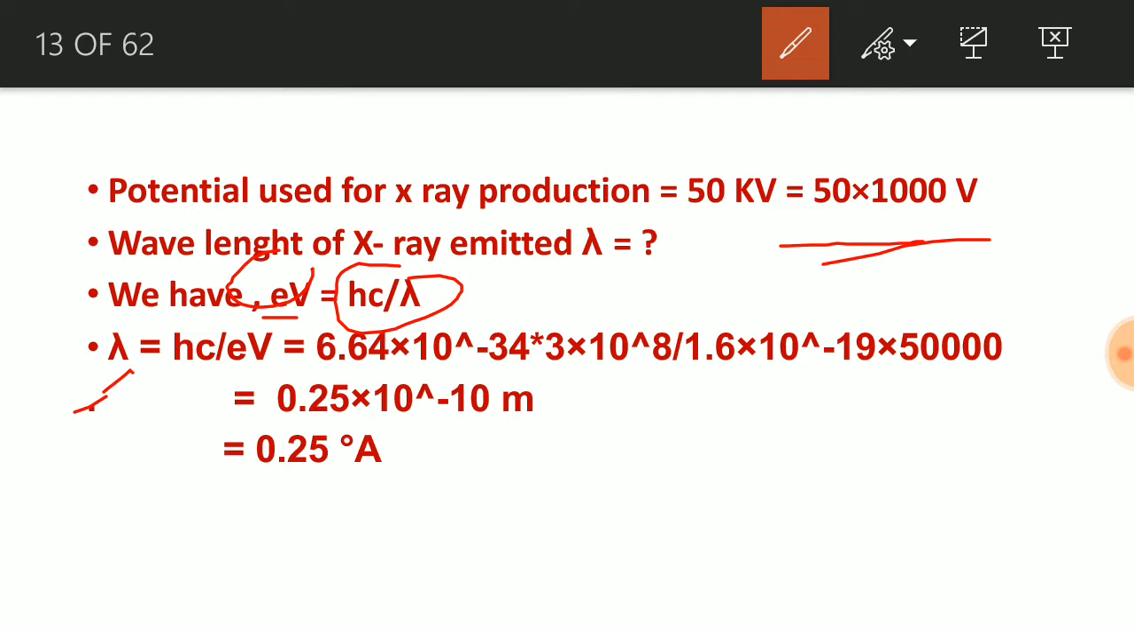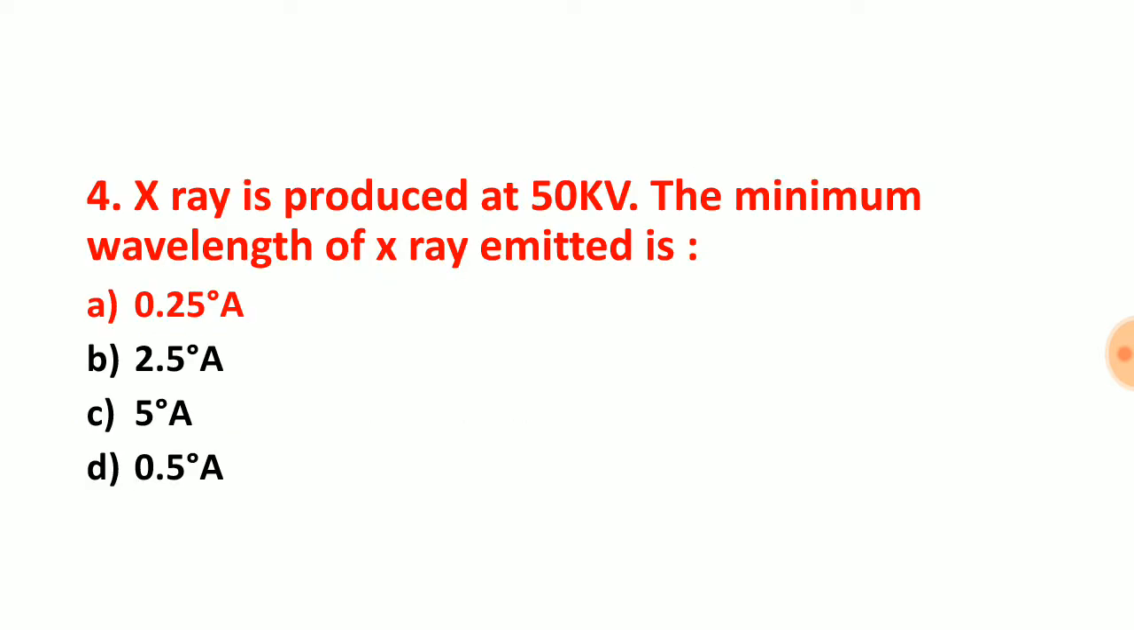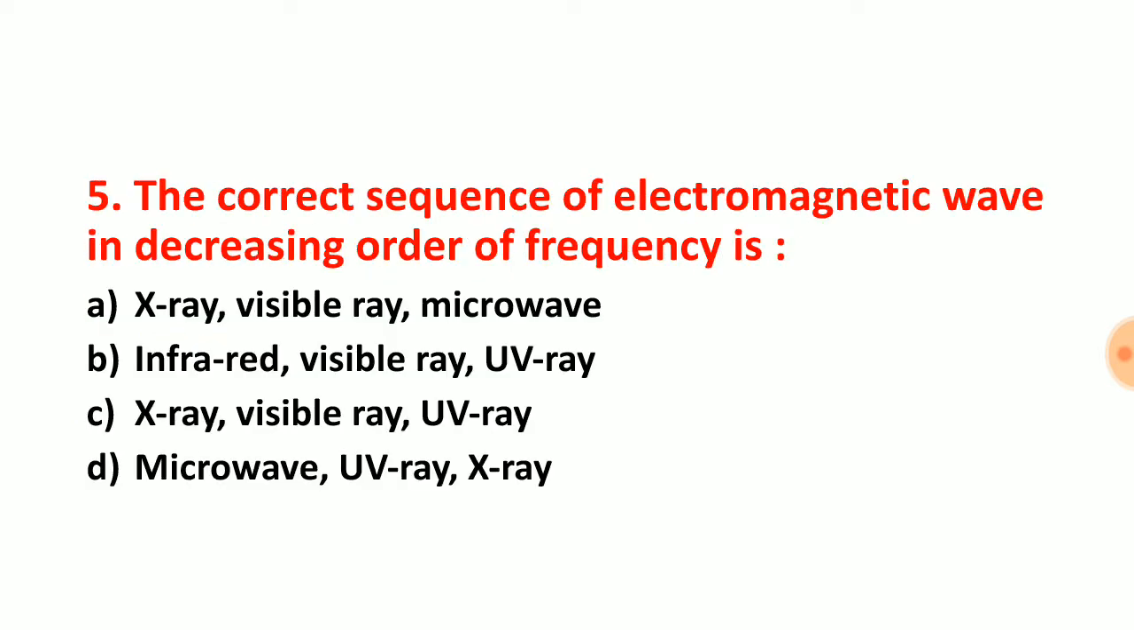And we know our standard value for h is 6.64 into 10 to the power minus 34, c is 3 into 10 to the power 8, e is 1.6 into 10 to the power minus 19 coulomb. So on solving this we will get 0.25 Angstrom. 0.25 Angstrom is the right answer, which is in option choice A. Now let us see question number 5.